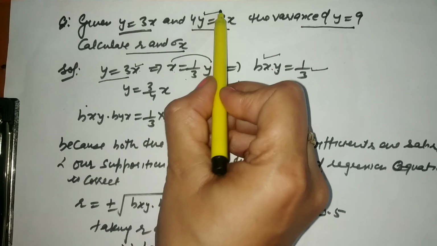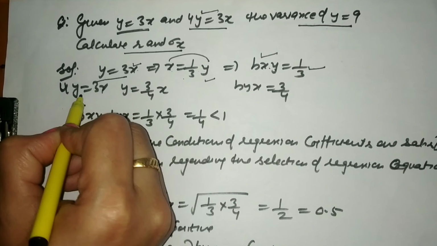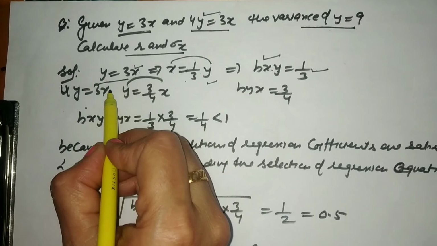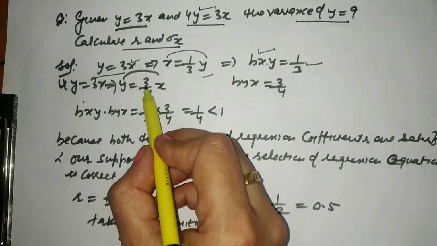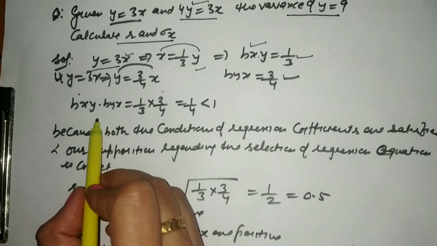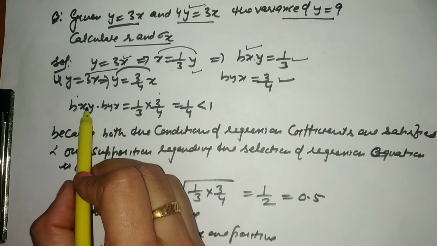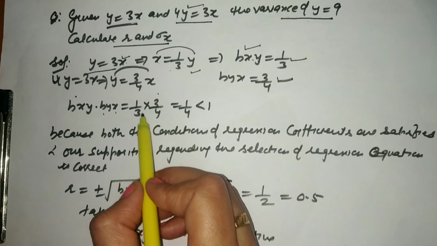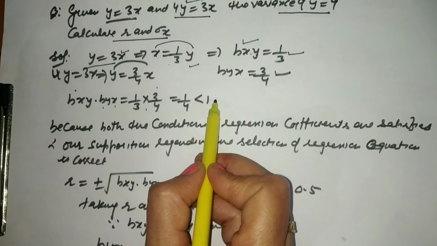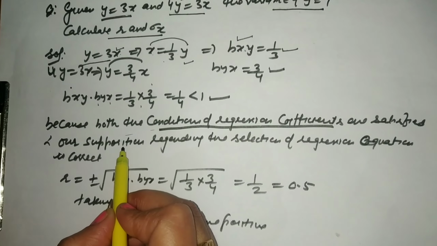Now the second equation was 4y is equal to 3x. So we take y in the form of x, and the value of y comes 3/4 x. So byx is 3/4. Firstly again we will check it. Product of both should be less than 1. bxy dot byx solved, it is 1/4, so it is less than 1. So both the conditions of regression coefficients are satisfied.